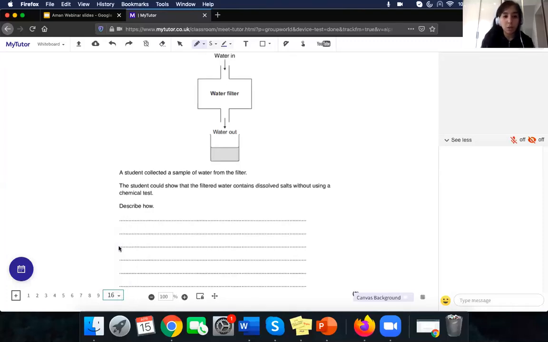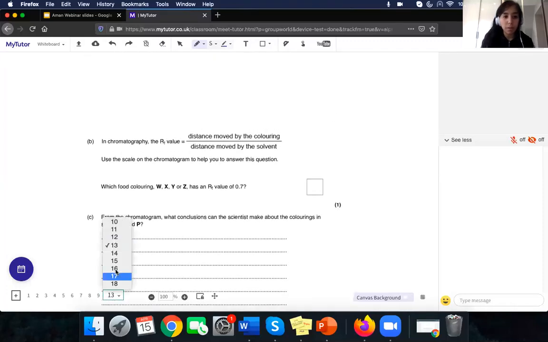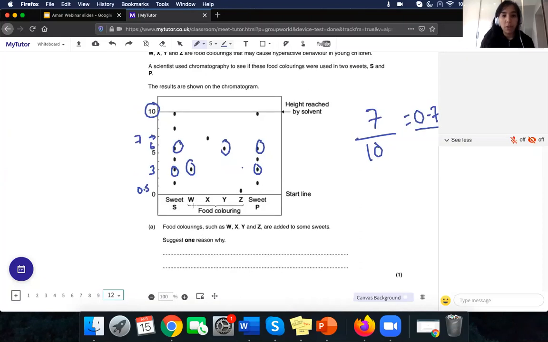So if I go back to a question here, for example, if you imagine here we've got sweet S and it's got 6 different colors in it, and we've got different food colorings and we want to know which food colorings are in sweet S, we can see that sweet S contains W because they match, and Y. So it's used to separate what substances are in things like sweets, things like messages. It's all about inks and colorings.